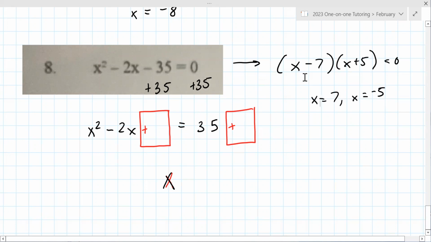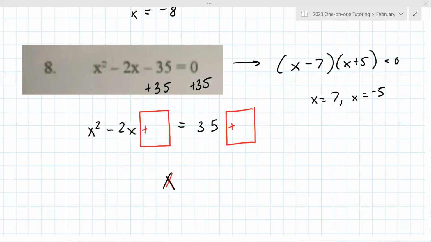Now you're not supposed to factor this. You are supposed to do it by completing the square. But sometimes you can check your answer using another method. That way you know if your answer is correct. Does that make sense? Yeah. Okay.